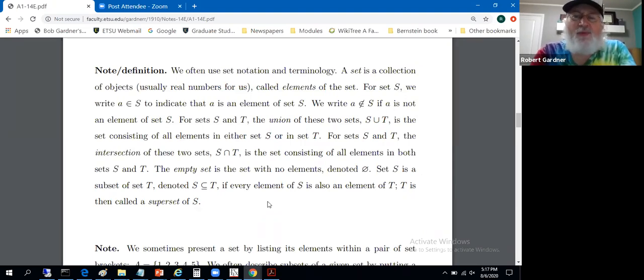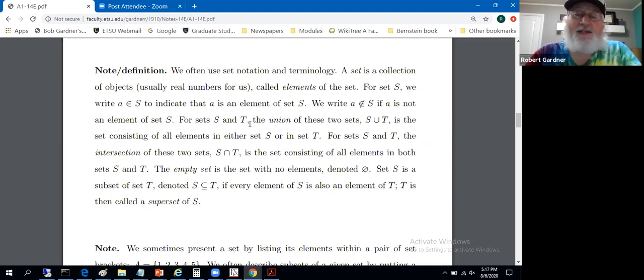Set theory notation, we need a little bit of that. Our sets will usually be sets of numbers. So we'll often use set notation and set theoretic terminology. A set is a collection of objects. For us, it's usually real numbers. These objects are called the elements of this set. For set S, we write these symbols here, and this is read A is an element of S, to indicate that A is an element of S. We'll write these symbols here to indicate that A is not an element of S.